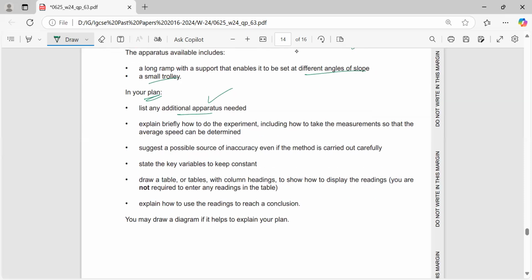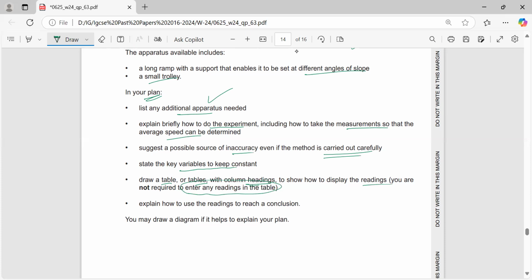Then explain briefly how to do the experiment, including how to take measurements so that the average speed can be calculated. Then suggest a possible source of inaccuracy even if the method is carried out carefully. State the key variables to be kept constant. In other words, for a fair test, what are the quantities to be kept constant if different students at different places in different schools are performing the same experiment. Draw a table or tables with column headings to show how to display the readings. You are not required to enter any reading in the table.